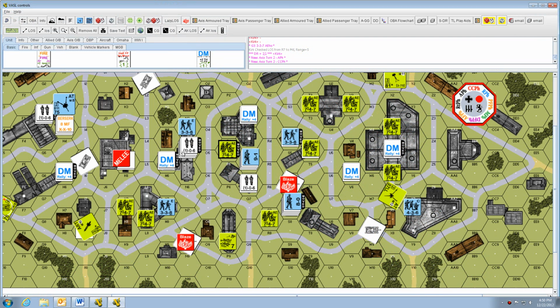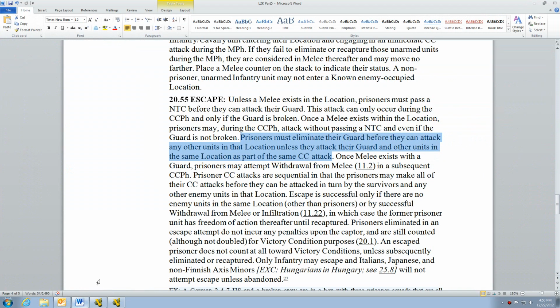So remember when we talked about the little parentheses around the one, they can only attack basically their guard, or they can attack their guard and somebody else at the same time. They just can't choose to fight somebody else. They must fight their guard. They must try to kill off the guard before they can do anything else.